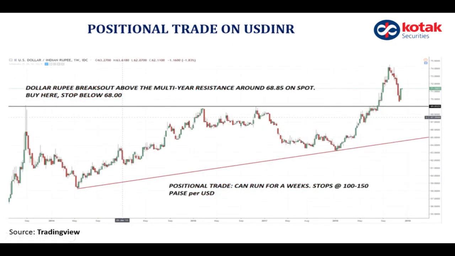This is a positional trade for people who want to do it for weeks and months. So this was a multi-year breakout which happened. As long as this level held, we went long, and we went long from 69.20 all the way up to 74.50. So that's how the positional trades can be done. But in a positional trade, the stop losses are large. It's around a rupee to 1.5 rupees. So you can execute such things through options.